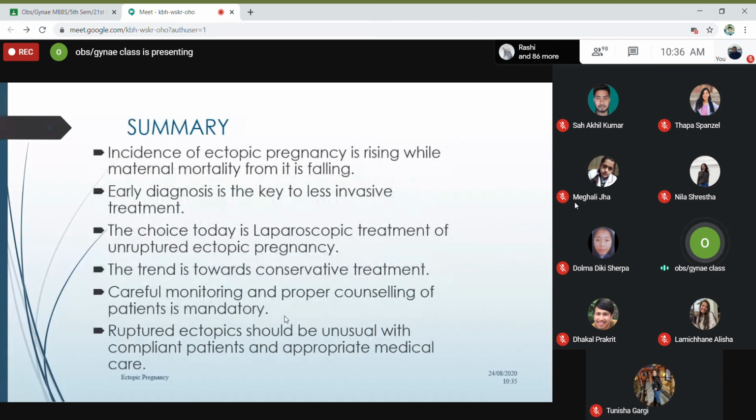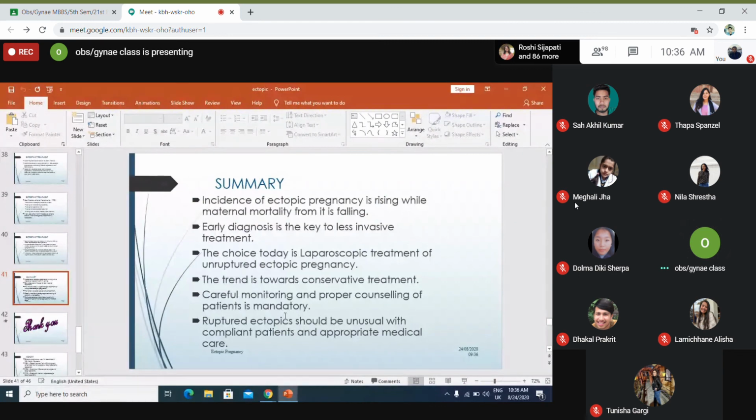Okay, so what is the summary? The incidence is rising, but the mortality is falling. Early diagnosis is the key. The choice today is laparoscopy, okay, and the trend is towards conservative surgery. So ideally you should try to conserve the tube. Careful monitoring and proper counseling are needed, and ruptured ectopic should be unusual with compliant patients and appropriate medical care.